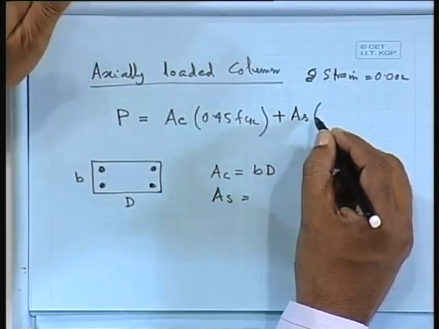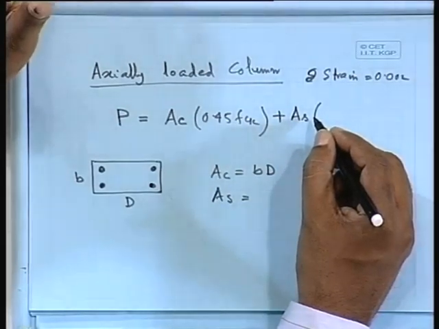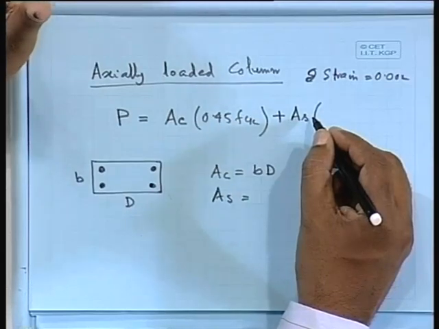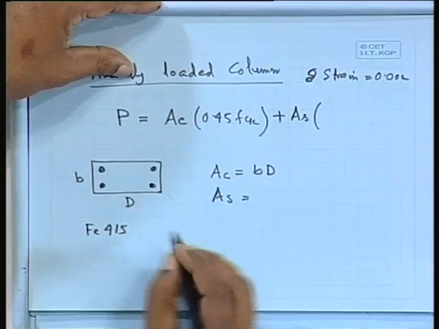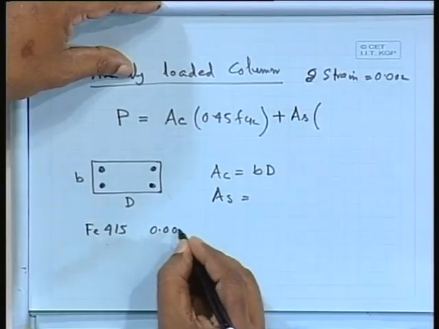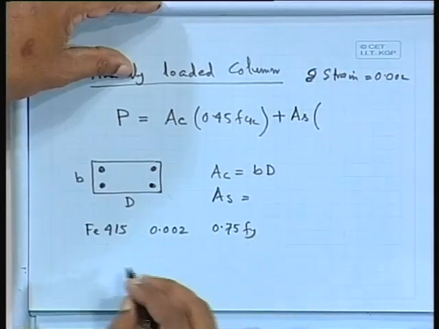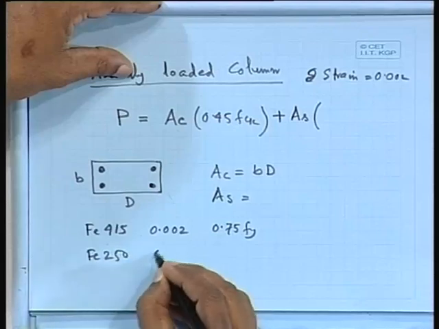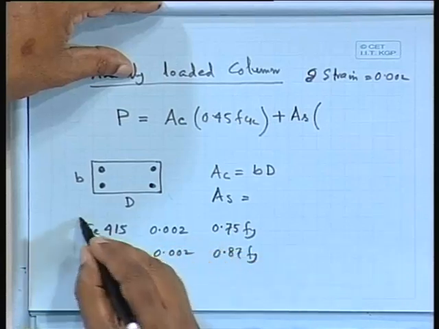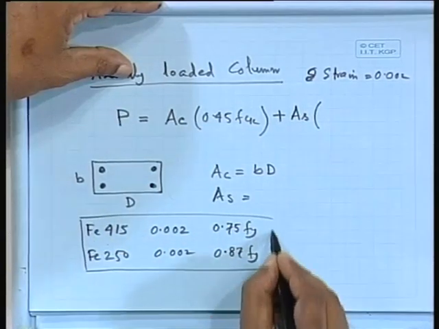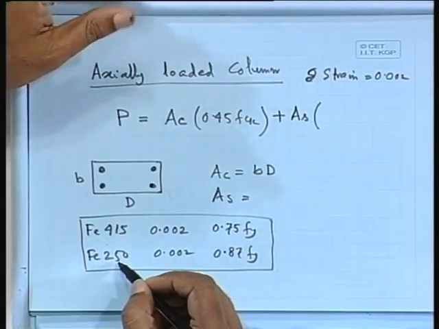For different steel grades you will get a different stress at 0.002. If it is Fe415, for 0.002 the corresponding stress is 0.75 fy. For Fe250, at 0.002 that we have already achieved, that is 0.87 fy. So we shall get two different formulas: for 415 we shall get one, for 250 we shall get another one.